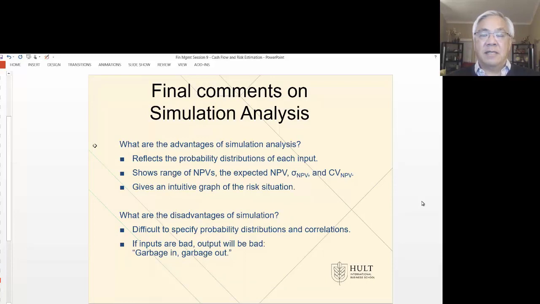There are advantages. It reflects probabilities, so it has more precision, and it shows a range of NPVs, and it gives us this intuitive graph that gives us a sense for what's the chance of a positive outcome, what's the chance of a negative outcome. Disadvantages, who knows what the distributions are. So if we're trying to guess into the future of what might happen to market rates and market prices, it could be difficult to do. The next comment is just something I believe in, and we see this all the time in many instances, is if the inputs are bad, the outputs are bad. In other words, garbage in, garbage out. So hopefully we make good assumptions related to the variables and their distributions.